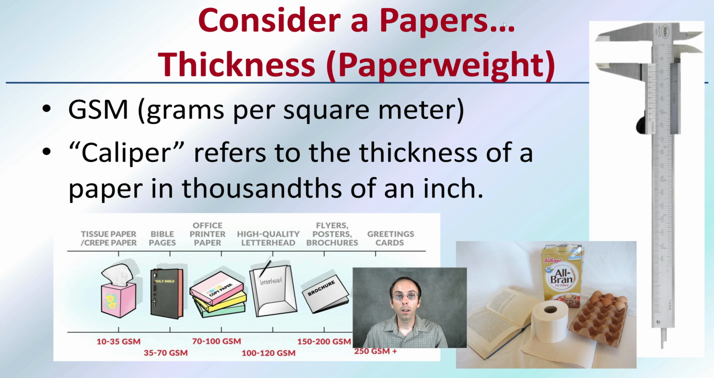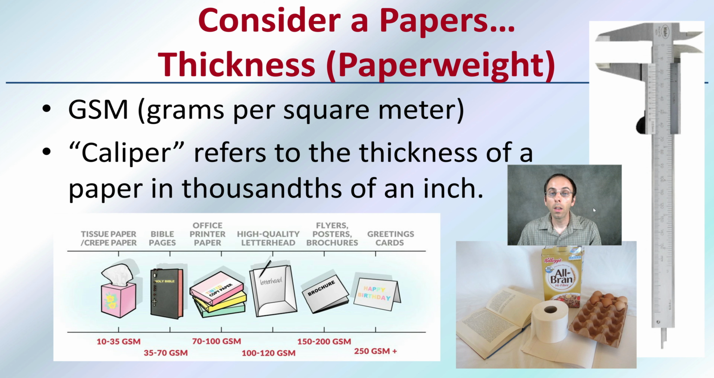Things to consider with paper, looking at typically the thickness is the first thing that you may notice. Thickness is measured sometimes in GSM, or grams per square meter, or a caliper, or referring to the thickness in thousandths of an inch, and you use calipers to measure that. We can see here greeting cards being very thick and heavy, and tissue paper being on the other end of the spectrum here, being a lot thinner, and thus a lot lighter in grams per square meter.